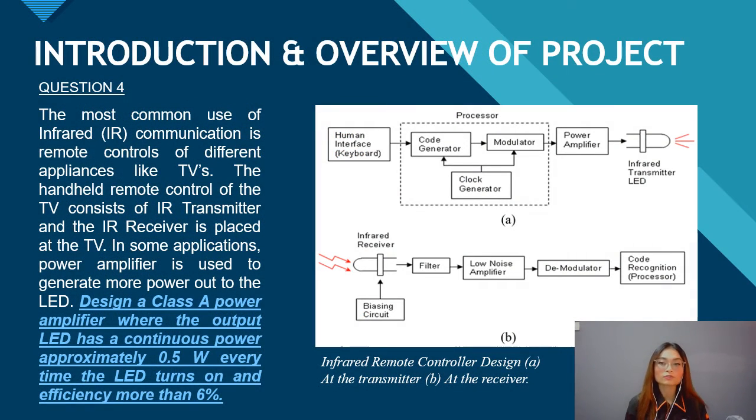For the introduction and overview of the project, we are assigned to question 4. The question also briefly explains IR communication, and requires us to design a Class A power amplifier where the output LED has a continuous power of approximately 0.5 watt every time the LED turns on, and efficiency more than 6%. The question also gives us a circuit diagram to give us an idea of how we are going to design the Class A power amplifier.